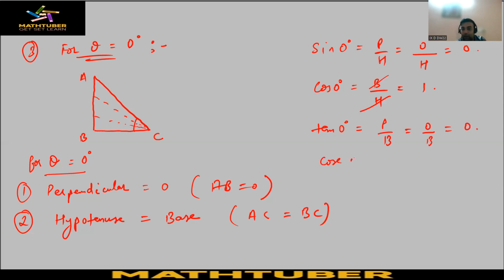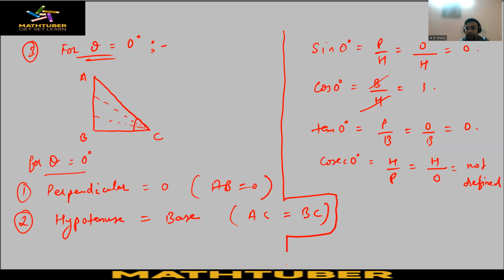Similarly, we can find out cosec 0 degree, which is hypotenuse upon perpendicular. Hypotenuse is h and perpendicular is 0. And any fraction whose denominator is 0 is not defined. So the answer is not defined here. So we can say that cosec 0 degree is not defined.